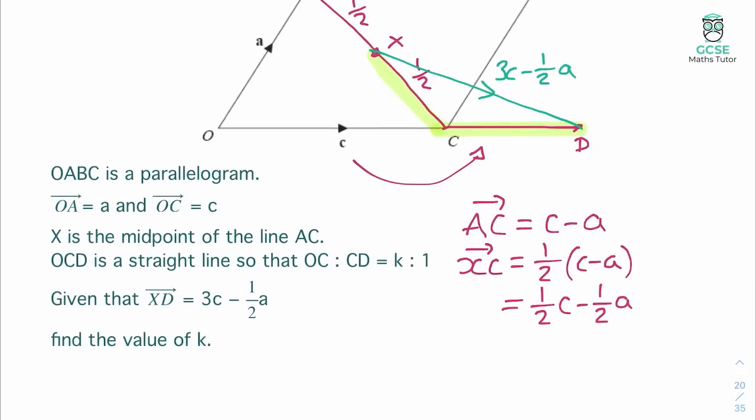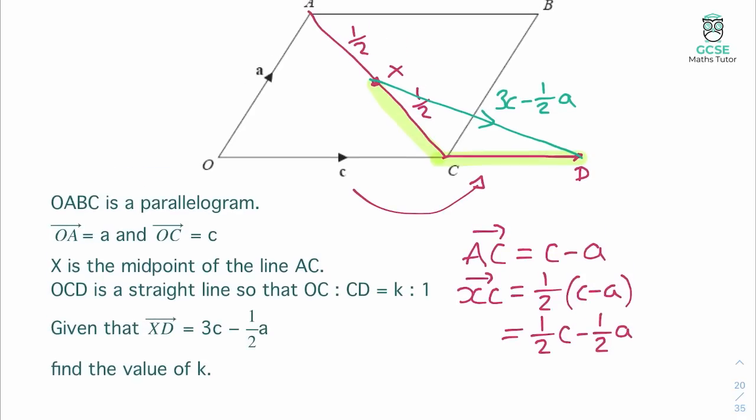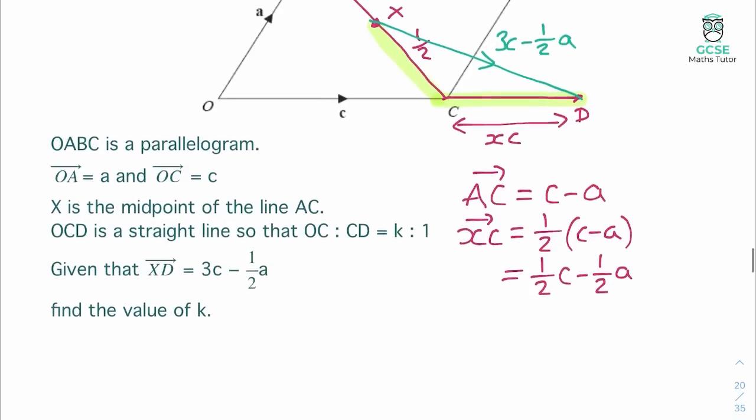So from x to d, we've already been told that's 3c minus a half a. But if we're going from x to d, we've already got from x to c, but to get from c to d, and let's just rub out this arrow here, we know it's going to be a certain amount of c, but we don't know how much. So let's call that any letter here. I'm going to use the letter x, but I don't want to get that confused with the point x. Let's just call that x lots of c. Basically an unknown amount of c.